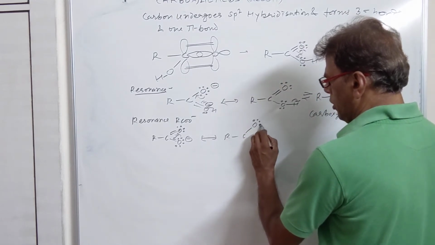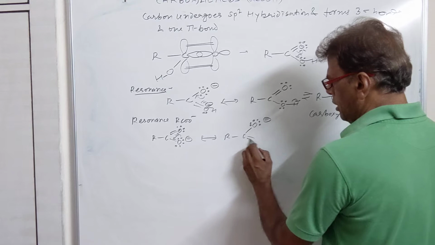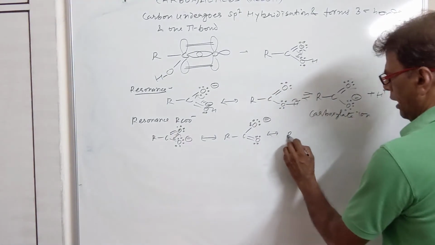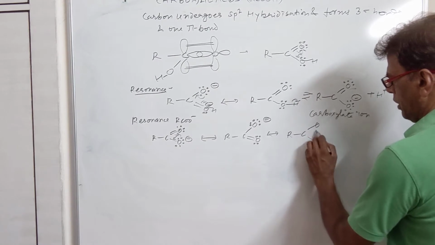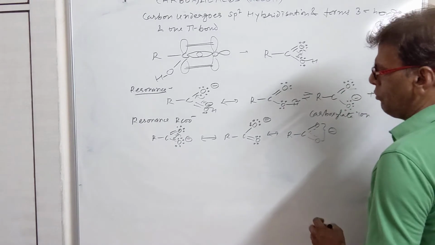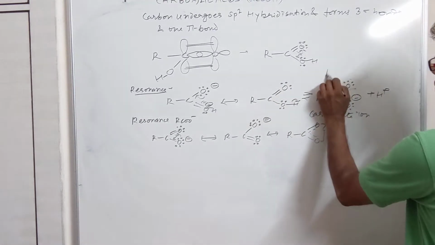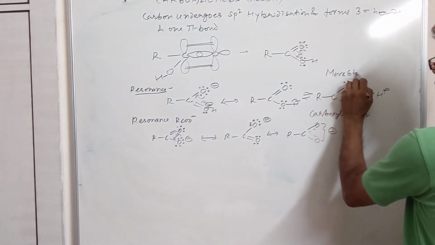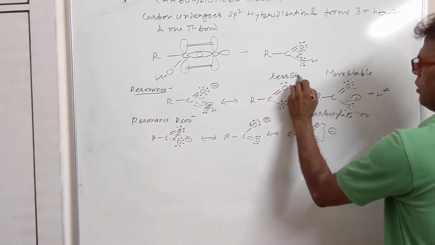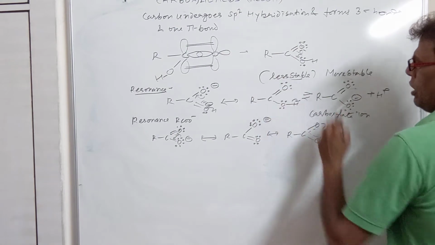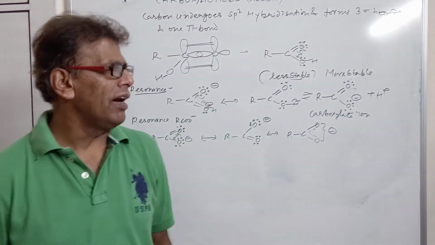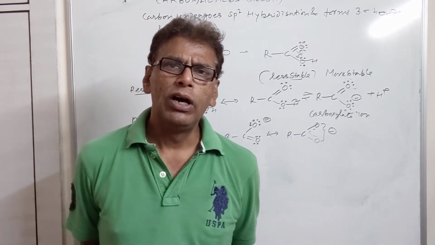This oxygen will be now negatively charged, this oxygen will be now neutral, and later on we can see the negative charge is equally floating between these 2 oxygen atoms. No separation of charges involved. Therefore, carboxylate ion is more stable by resonance as compared to carboxylic acid, which is less stable. Due to this reason, carboxylic acids have net tendency to release proton. That's why they are stronger acid as compared to alcohols.